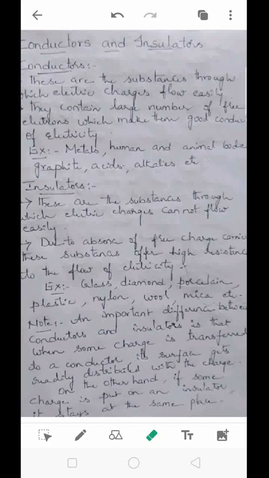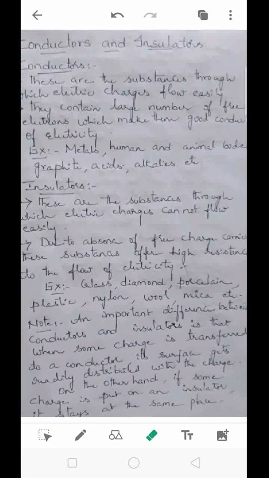Let us start. We already started with chapter 1, electric charges and fields. Now let us learn about conductors and insulators. So what is the main difference between conductors and insulators? First let us learn about conductors. We know very well that usually metals are very good conductors, right?